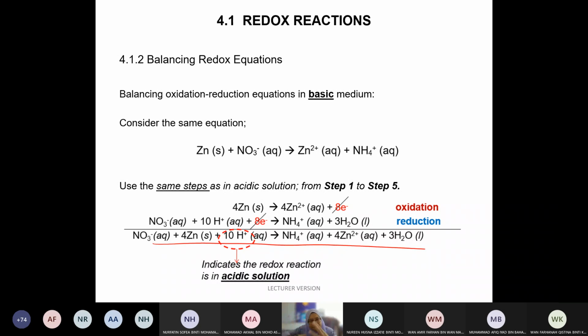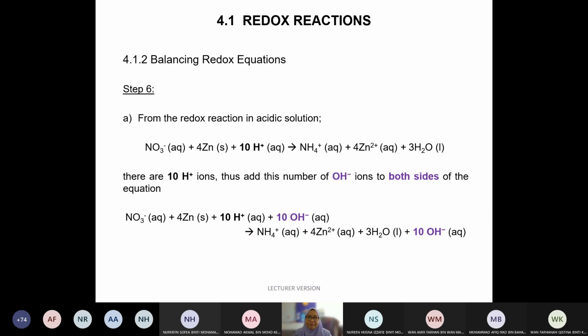So how do we make it basic, guys? How do we make it basic? Okay, right. Ni cara dia. Nak jadi basic, senang, nak tambah OH je. Okay, so how much OH minus needs to be added? We are going to refer to the number of H plus present in the equation. Since we have 10 H plus on the reactant side, right? So we are going to add in the same coefficient for OH minus.